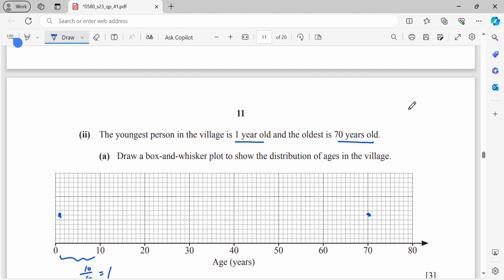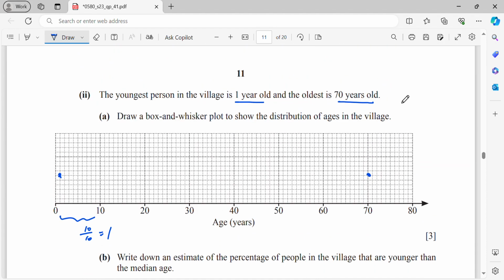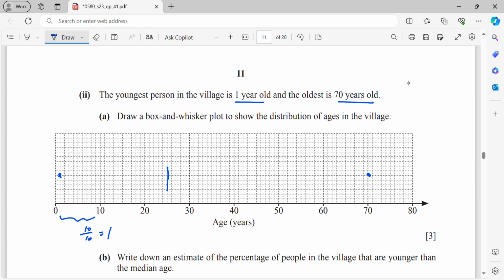Now I need to find out what is my median. Median is 25. Because for box plot, we need to get the median, the lower quarter and upper quarter. So 25 is here. This is 25. Right? And then the lower quarter is 17.5. So 17.5. It will be 15, 16, 17. 17.5 is here.